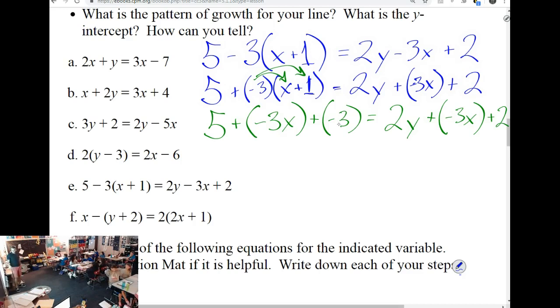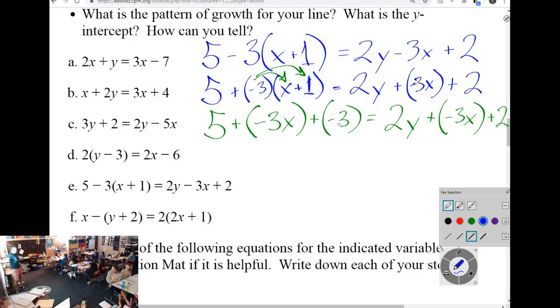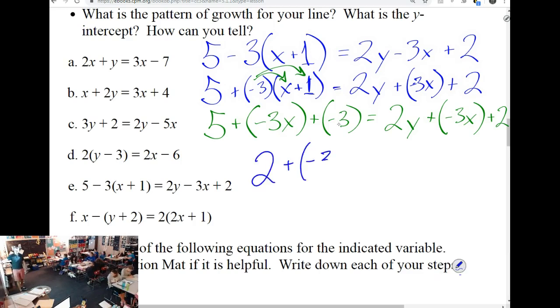So now, I believe it's much easier to say, oh, 5 and negative 3. These guys can group up, but what's a 5 and a negative 3? A 2. And then negative 3x over here, y term, x term, constant term. There are no like terms. It just is what it is. What side does y have control of? The right side. Give it to y. Just give y the right side.